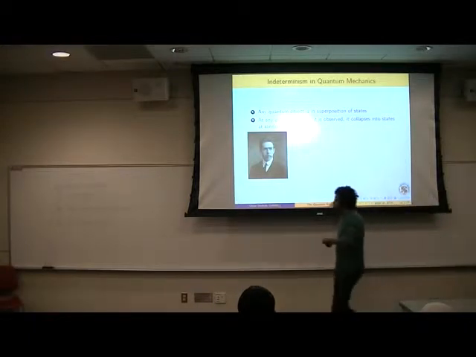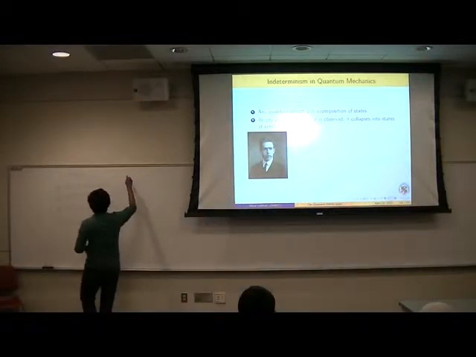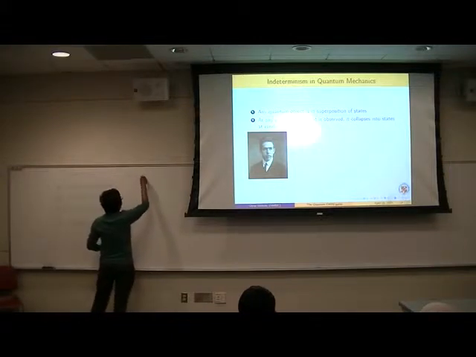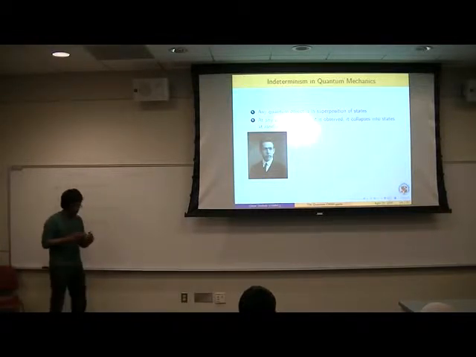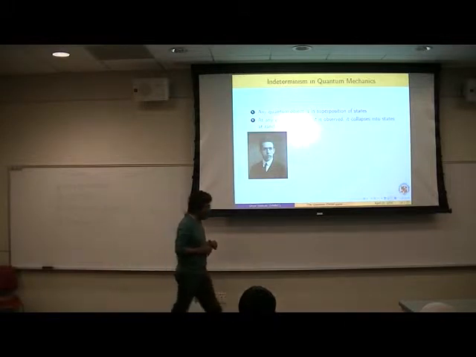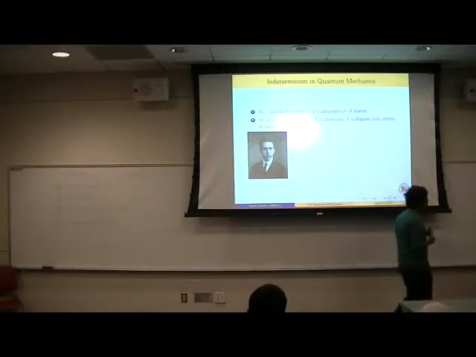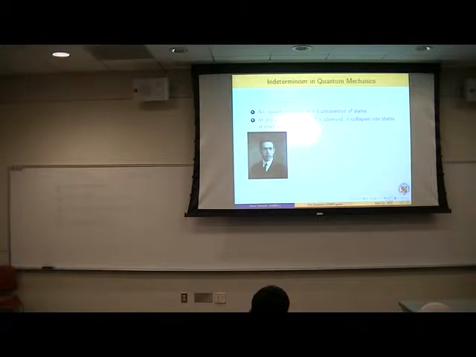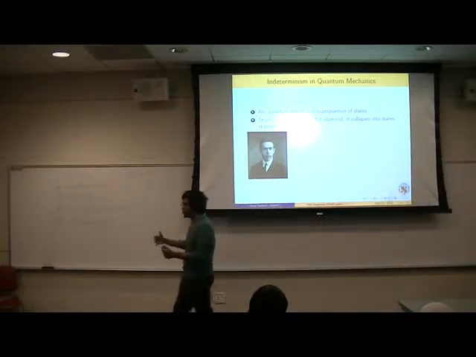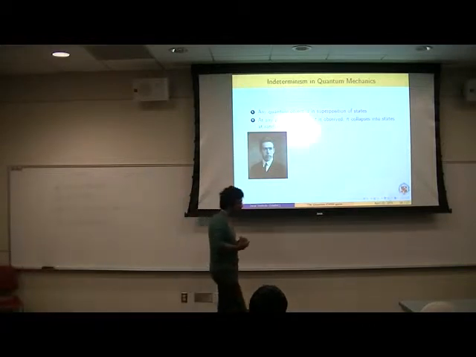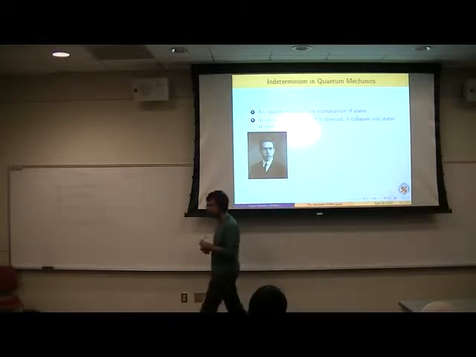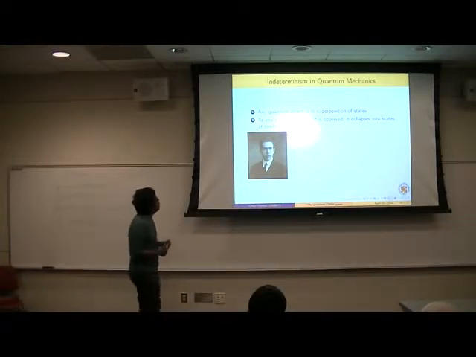So this is a story which developed from 1905 to 1930, for these 25 years. At the beginning of the 20th century, starting with Max Planck, a whole bunch of mathematicians, physicists, and philosophers developed the foundation of quantum mechanics, right?